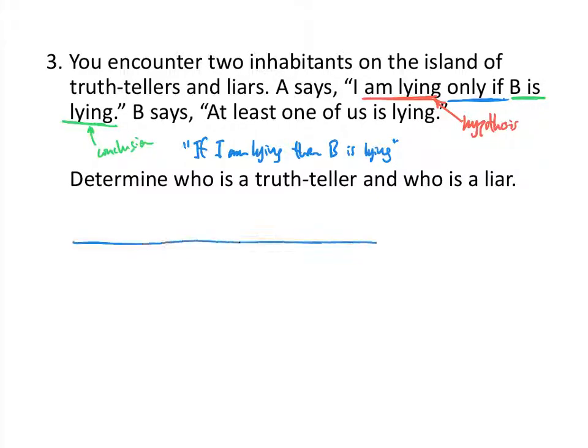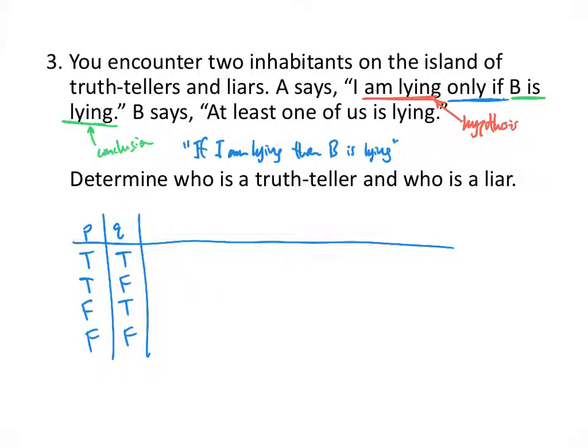Okay, so remember the way that we do this. Our first two columns are P and Q, where P is true if A is a truth teller, and P is false if A is a liar, and similarly Q is true if B is a truth teller, and Q is false if B is a liar. And now we have the statements that those two people make. So the first statement is what A says. So A says, if A is lying, then B is lying. And then B says, there's at least one liar.